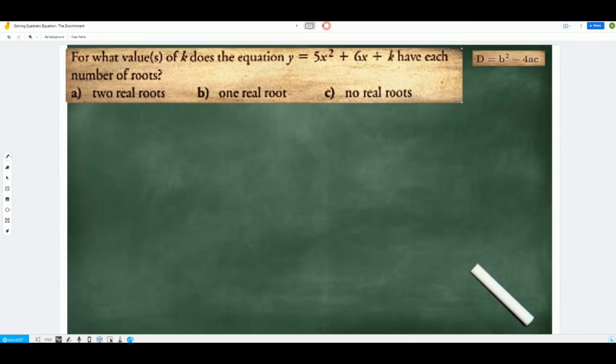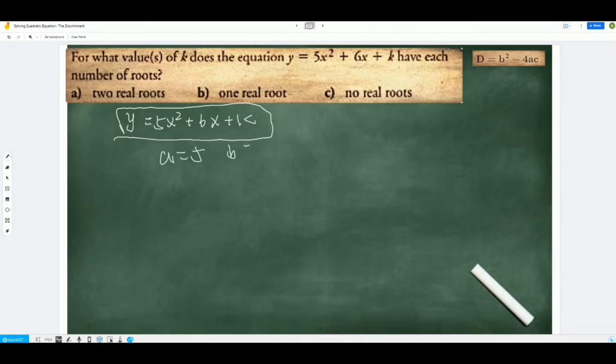The next question is: for what values of k does the equation y equals 5x squared plus 6x plus k have each number of roots? So a, b, c. Let's copy y equals 5x squared plus 6x plus k. This is a quadratic equation. So a equals 5, b equals 6, and c equals k. So how many real roots? We have to find the discriminant. Let's copy the discriminant expression.